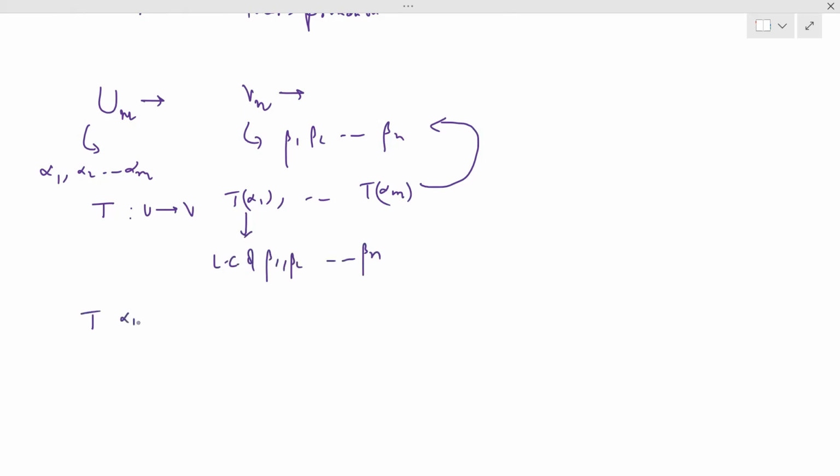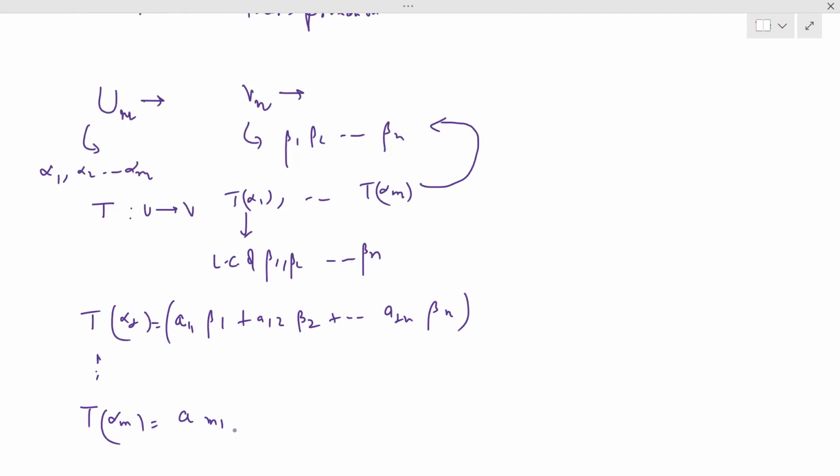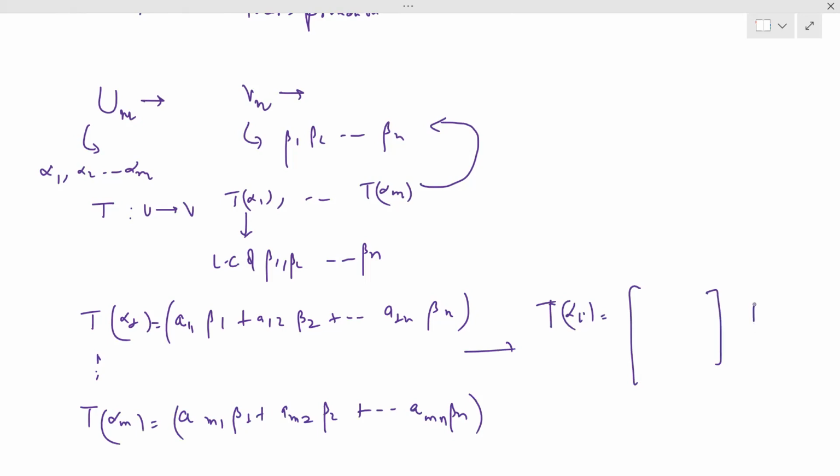So clearly, I can write T alpha 1 as a11 beta 1, then a12 beta 2, and so on and so forth, up to a1n beta n. If I go on writing this, T alpha m would be equal to am1 beta 1 plus am2 beta 2 and so on up to amn beta n. So obviously there would be some coefficient matrix here. If I take the transpose of this particular coefficient matrix, then I will obtain the matrix of the linear transformation. So this is how we are going to write the matrix of a linear transformation.